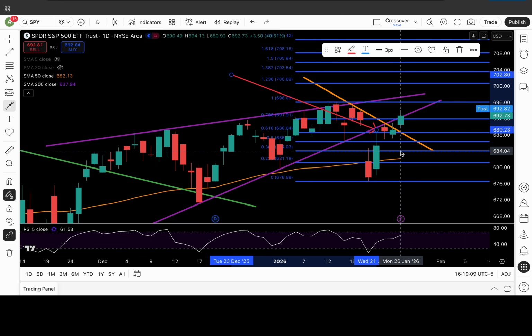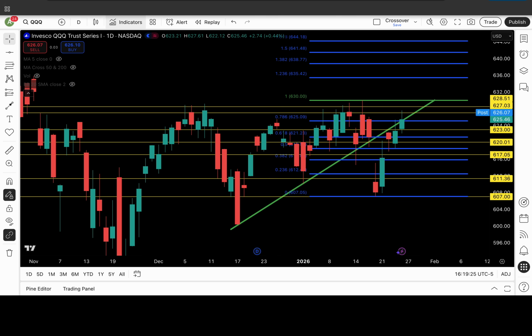Discord members, I will fine tune those levels for you guys by tomorrow morning, but as of right now, those are the levels that I'll be watching. Below 691 is when I would switch back to being bearish. Let's move on to Triple Q.